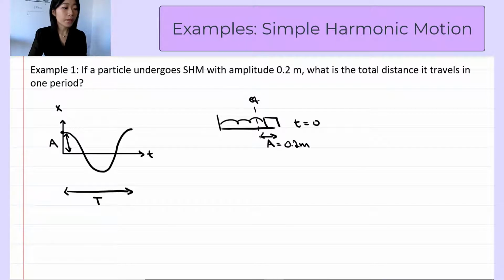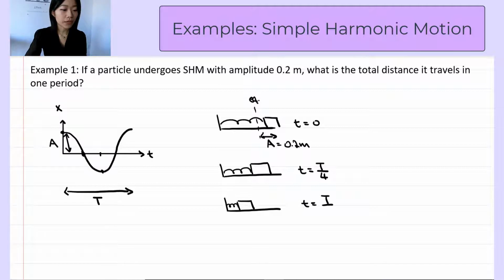Now where the mass would be when the time is a fourth of the period, it would be at the equilibrium point. So at t equals to period over 4, the mass is back to its equilibrium point. And at half of the period, it would be 0.2 meters away from the equilibrium point, but now it will be in the other direction. This is at t equals to half of the period.